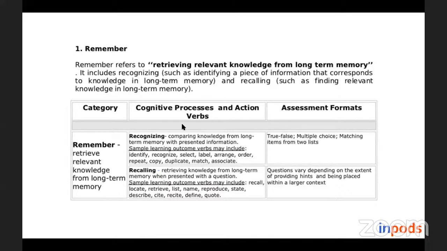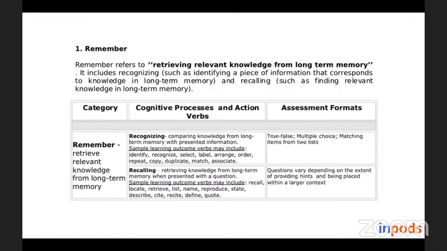So now, if you look at the remember level of cognition, this is called a category. First of all, the category is remember. Then there are cognitive processes such as recognizing or recalling within the category of remember. And each cognitive process has some action verbs like this: identify, recognize, or locate, retrieve. And then there are assessment formats. So when you want the student to be in the category of remember, you want the student to recognize something, you can ask these kinds of questions. If you want the student to recall something, you can ask the questions using these action verbs, and this question could be of this nature, right?